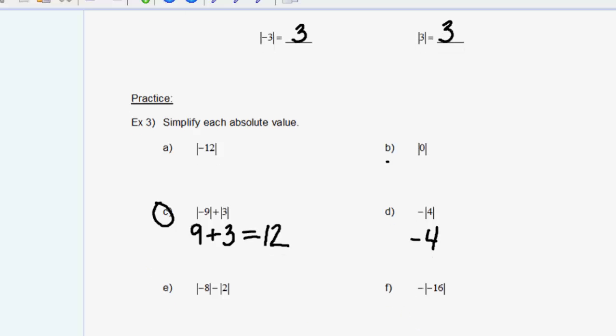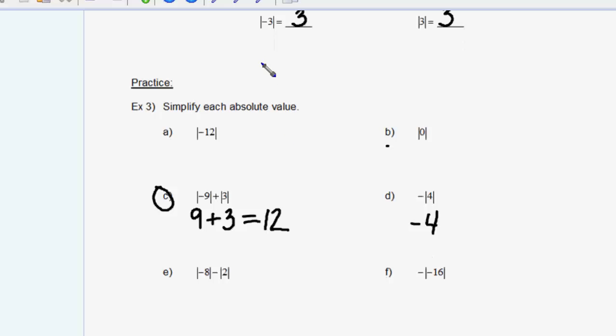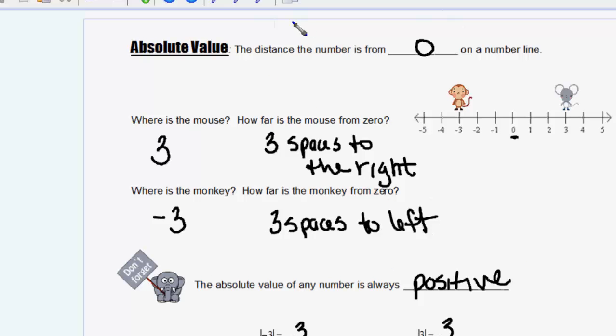And you are done with section 1. Congratulations. You should know how to find the absolute value and put numbers on a number line.